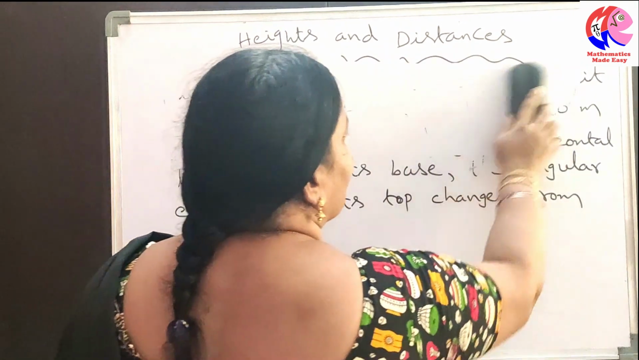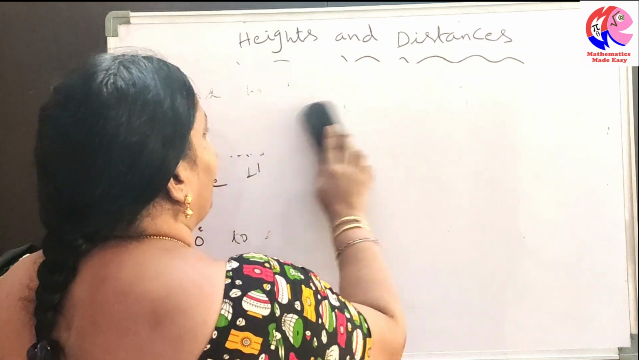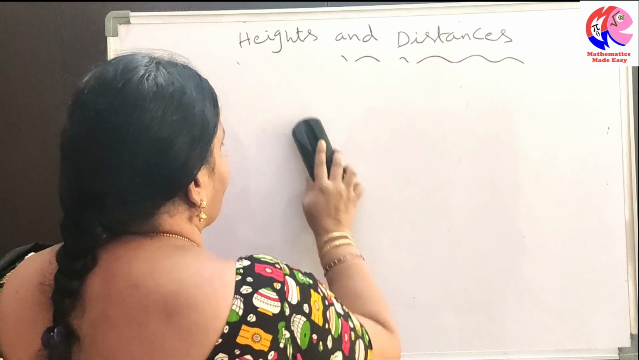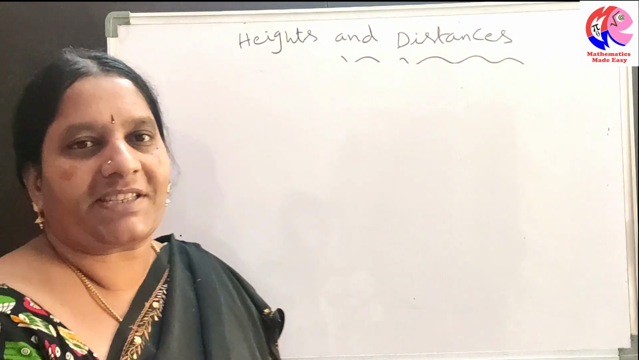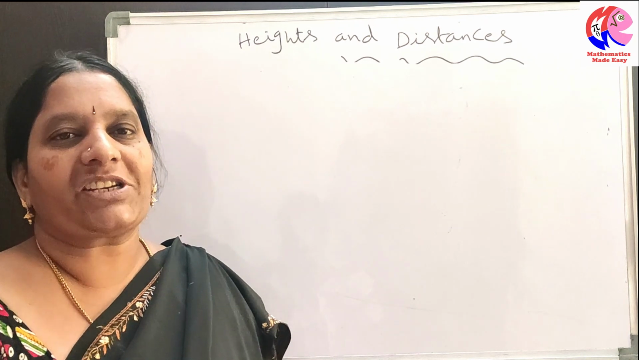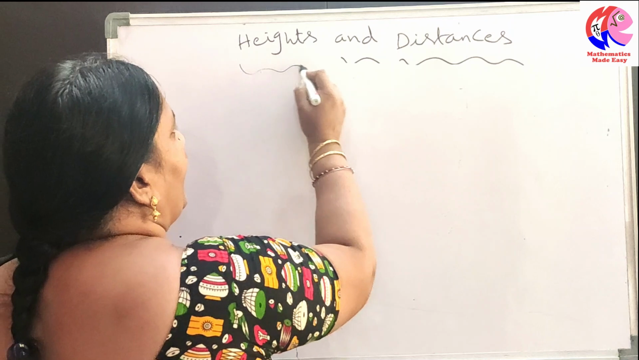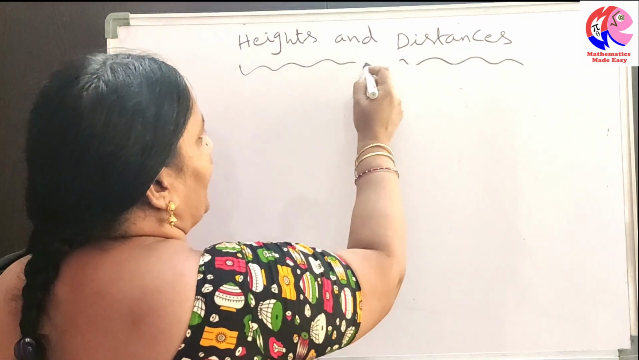Now one tower is given. We do not know the height of the tower. A person is observing the height of the tower with some angle of elevation, and he is moving 80 meter towards the tower. The angle of elevation changes from 30 degrees to 60 degrees. Then find the height of the tower. We are going to find the height of the tower here.